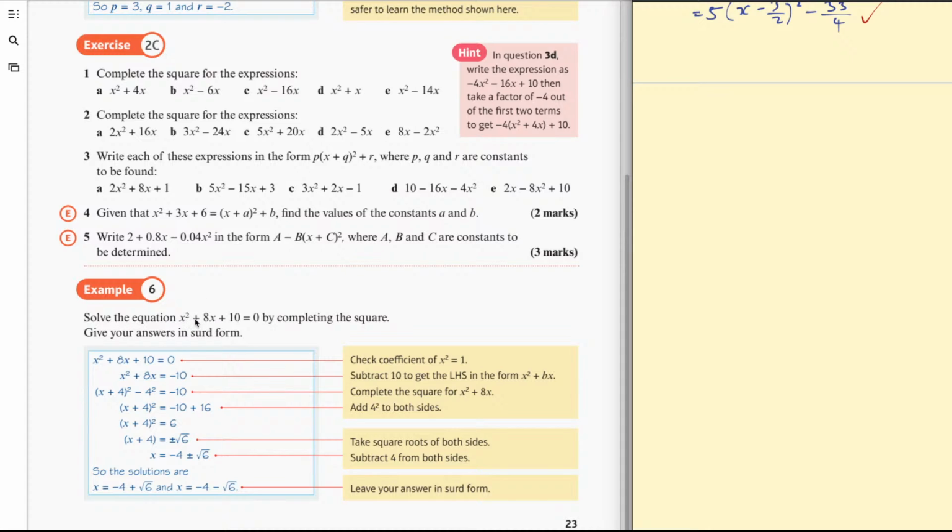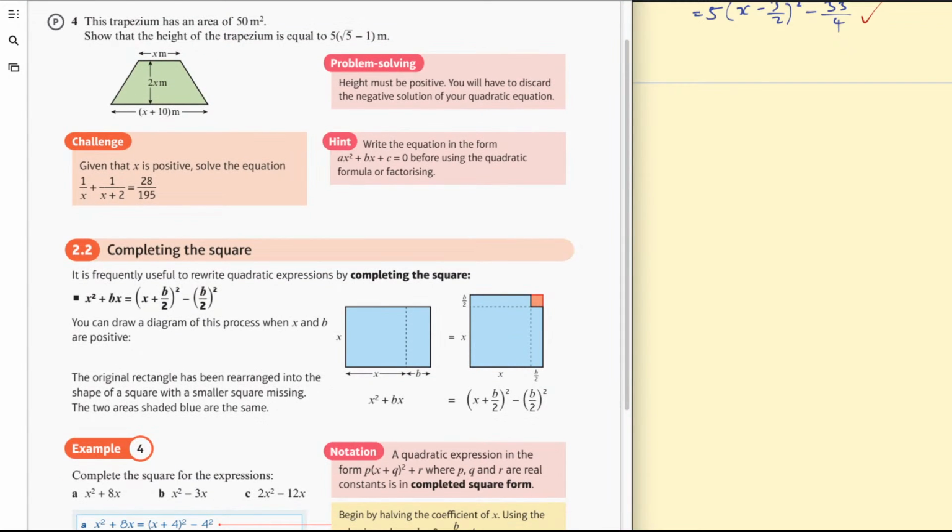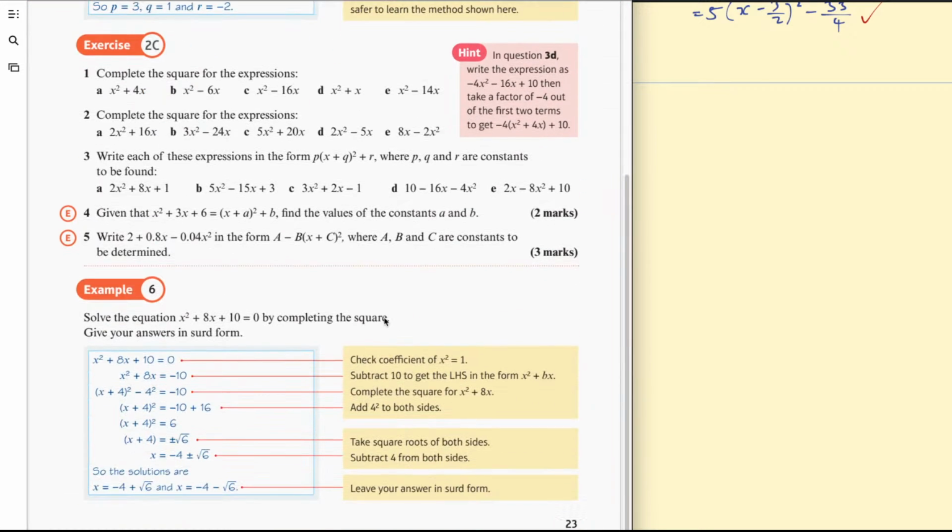It says solve the equation x squared plus 8x plus 10 equals 0 by completing the square. So now we're using this skill we've just learned of completing the square to solve equations. Remember, we have solved quadratics by factorising, and by using the quadratic formula. Now we're learning to solve them with the completing the square method. So 3 different methods here, and we'll talk about that a bit more, but let's have a look at this example.